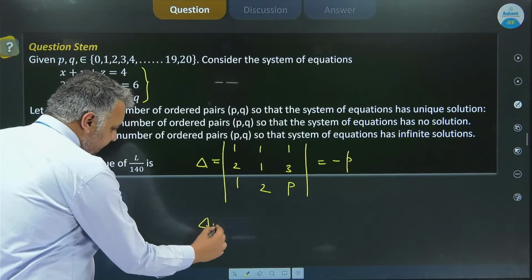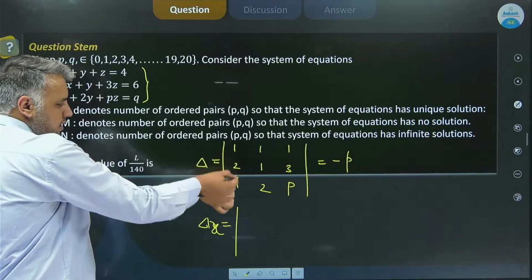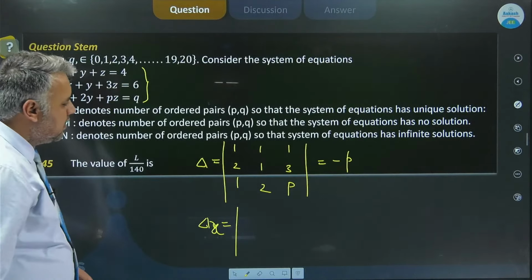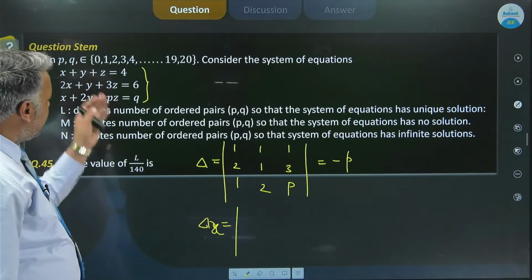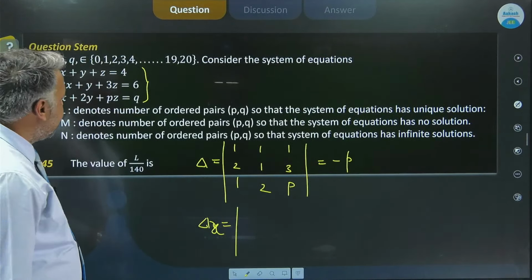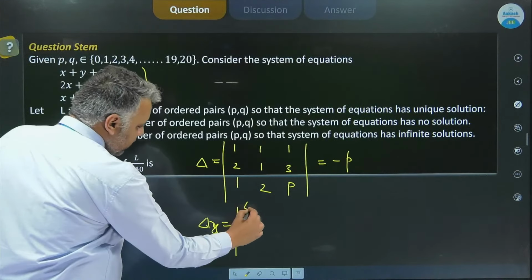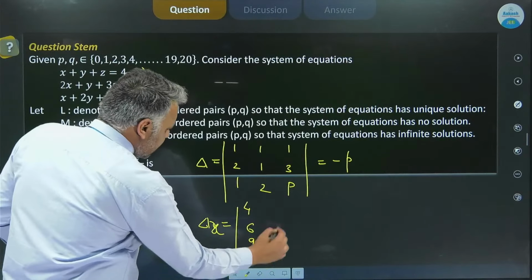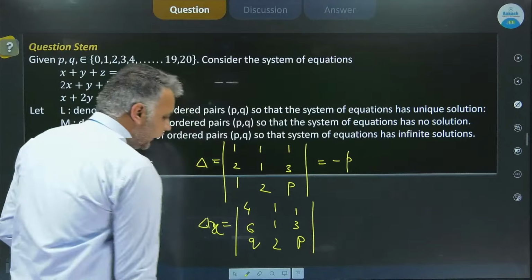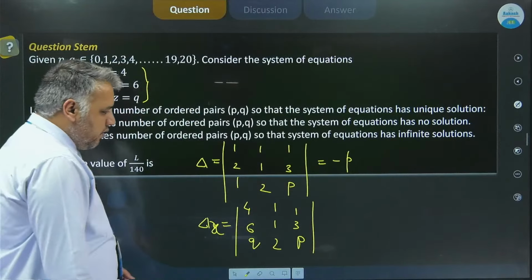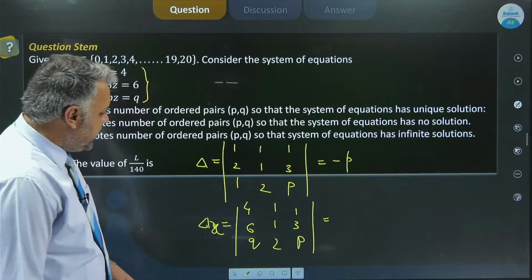Now similarly we can calculate del x first. So del x will be that replace the column corresponding to the coefficient of x by the constants available in the right hand side. So in place of 1, 1, 1 we can write 4, 6, q and this 1, 1, 2 and 1, 3, p will remain same. And again on calculation we can calculate this easily.